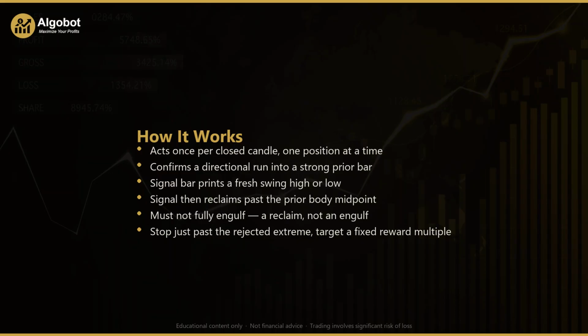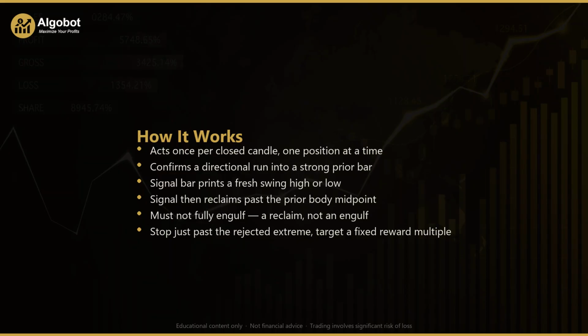Let's break down exactly how the strategy makes a decision. The expert advisor only checks its rules once per completed candle, and it will hold just one position at a time. It looks at two candles in particular, the most recently closed candle, which it calls the signal bar, and the candle just before it, which it calls the prior drive bar.